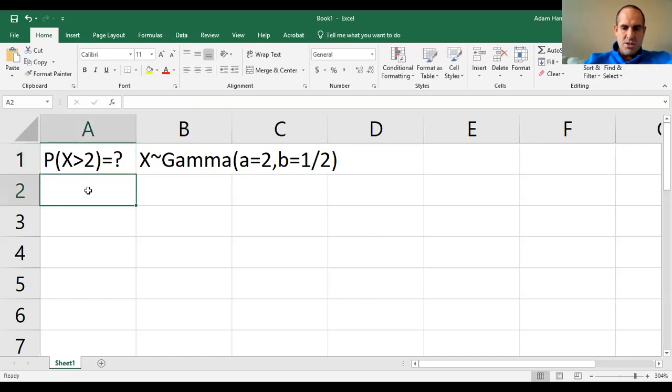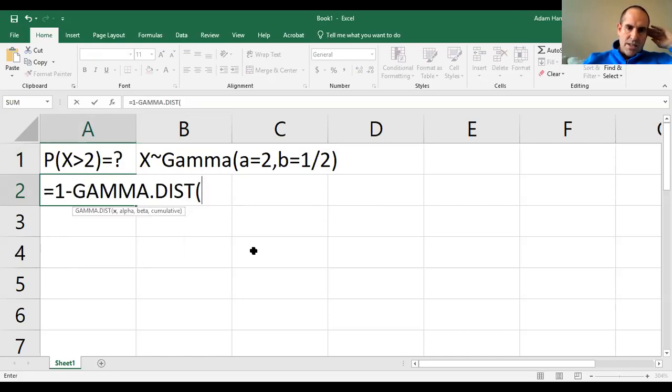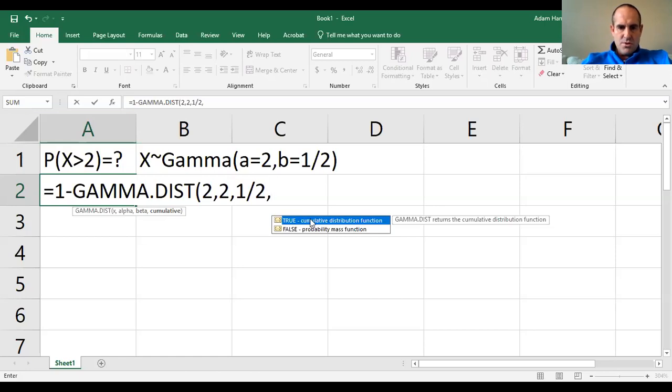So what am I going to do? It's going to be equal to 1 minus the probability that X is less than 2. So I'm going to go gamma distribution, X is 2. What's alpha? Well, it's 2, I'm waiting for the second one. What is beta? 1/2. Cumulative, yes, right, so true.